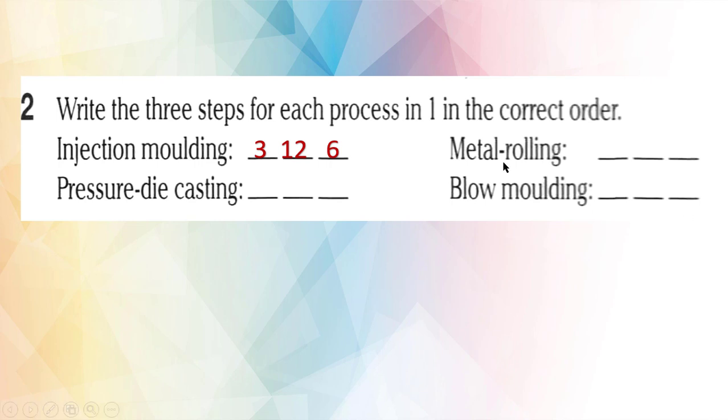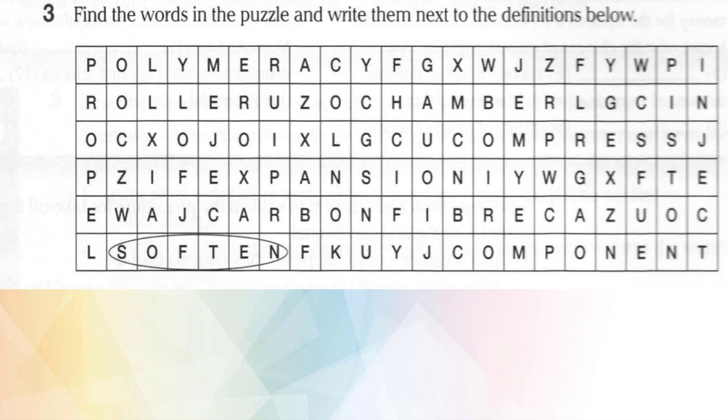Metal rolling, pressure die casting, the first step is sentence number 10, then sentence number 4, the final step is sentence number 7. Metal rolling, the first step is sentence number 1, the second step is sentence number 11, the final step is sentence number 8. Blow molding will be as follows. The first step is sentence number 5, the second step is sentence number 9, the final step is sentence number 2. Good. Now let's move to exercise number 3.